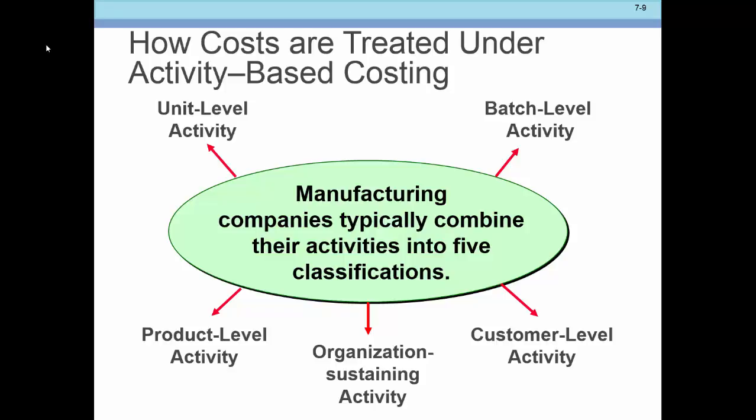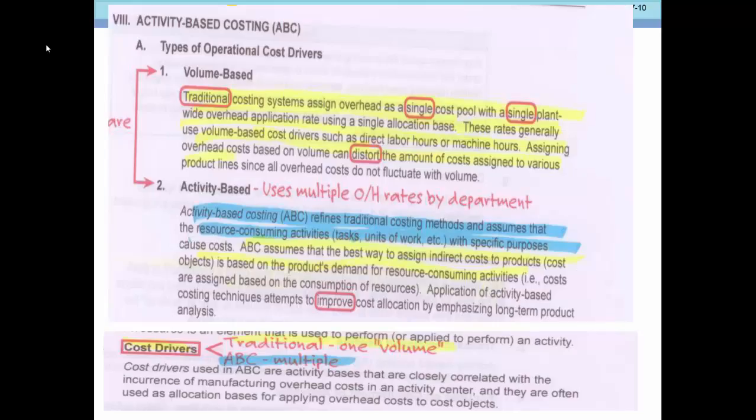We don't necessarily get into some of these other ones. We'll have some product level activity. So we'll have unit level, product level, batch level. Not so much these organizational, sustaining, or customer level activities, but you could allocate your cost using any of these 5 under activity-based costing. Or you may have different ones for different products. It just depends what this company is involved in.